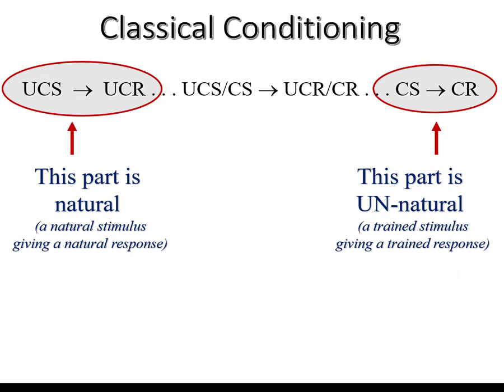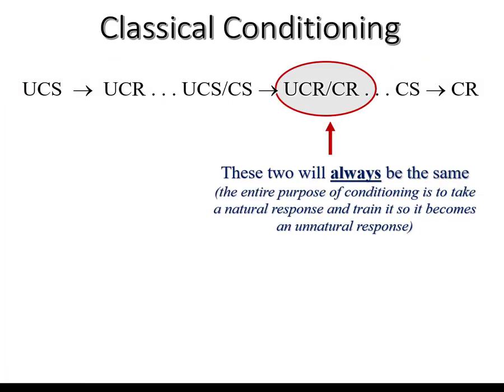Remember, the stimulus gives the response. So pepper gives sneezing. The back part here is the unnatural part because it's now been trained. So a trained stimulus is giving a trained response. So this is unnatural, this is natural. That might help with this formula.